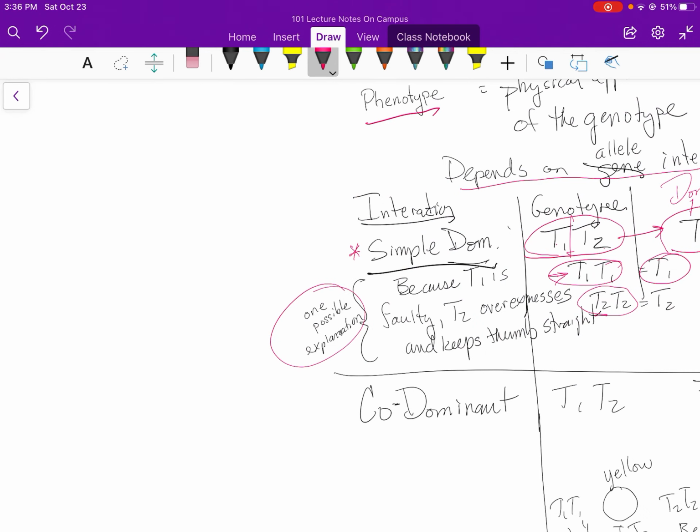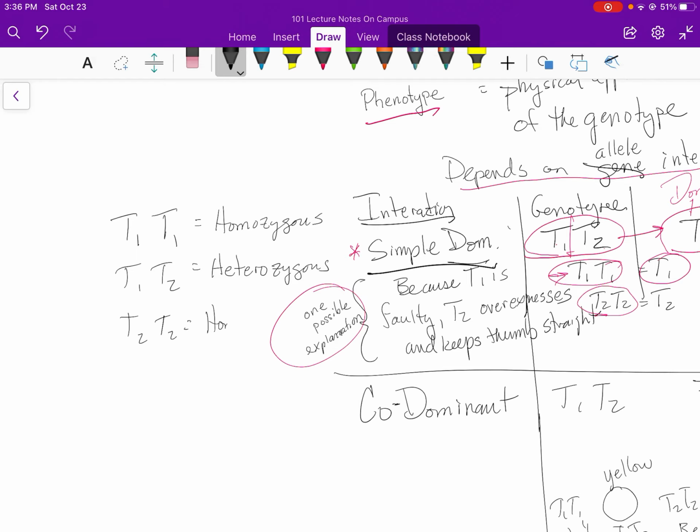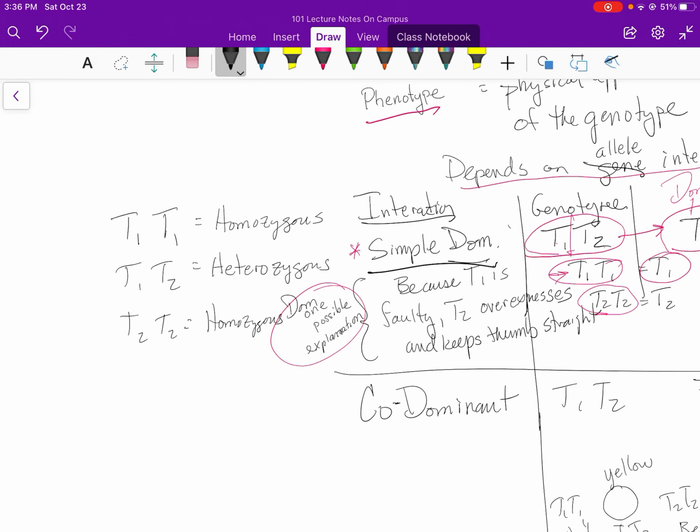I can put it over here. When you have T1, T1, you have homozygous. T1, T2 is called heterozygous. And T2, T2 is homozygous again. Now, in the case that I have, this T2 is the homozygous dominant case. So you can call this homozygous dominant, heterozygous, and homozygous. And this other one we would call the recessive case.